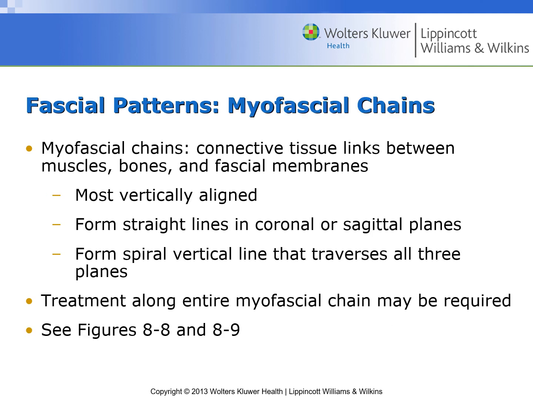Now let's discuss myofascial chains. Myofascial chains are the connective tissue links between muscles, bones, and fascial membranes. They are mostly vertically aligned. They form straight lines in coronal or sagittal planes, and they form spiral vertical lines that traverse all three planes. Treatment along the entire myofascial chain may be required.